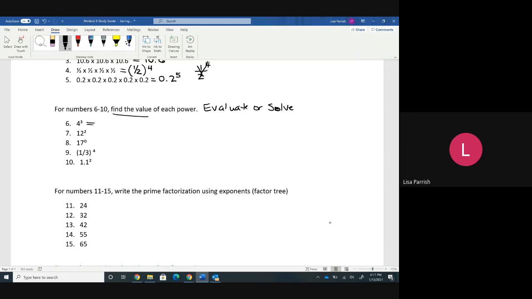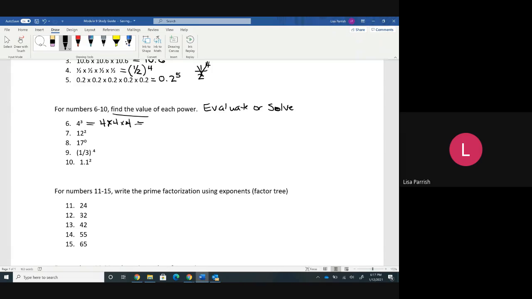So for this one, 4 to the 3rd power, that means 4 times itself 3 times because my exponent is 3. So you're going to write that out hopefully much neater than I just did. 4 times 4 times 4. Okay, that is expanded form. You have to write out your expanded form. That's part of showing your work. And then you want to find the answer.